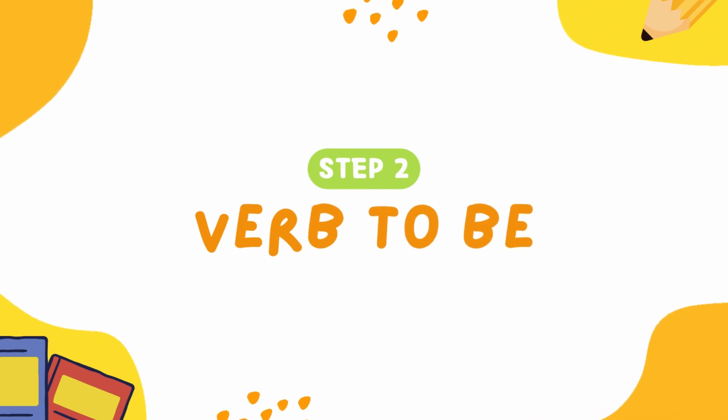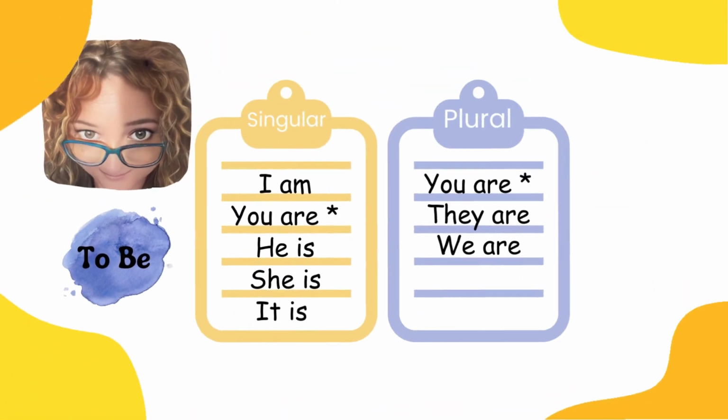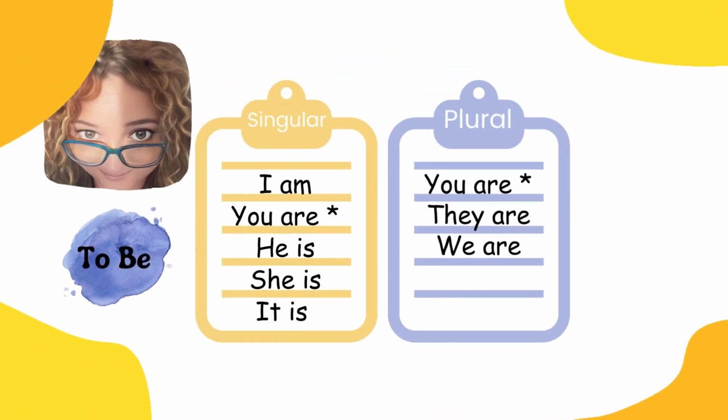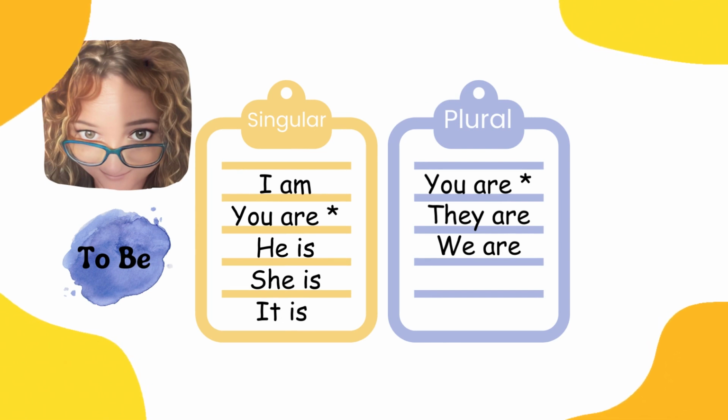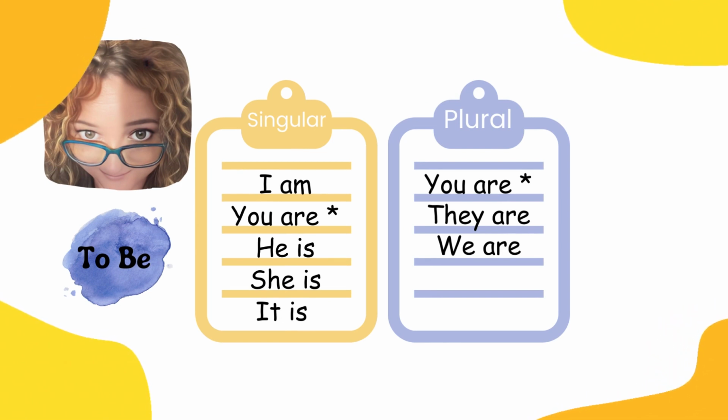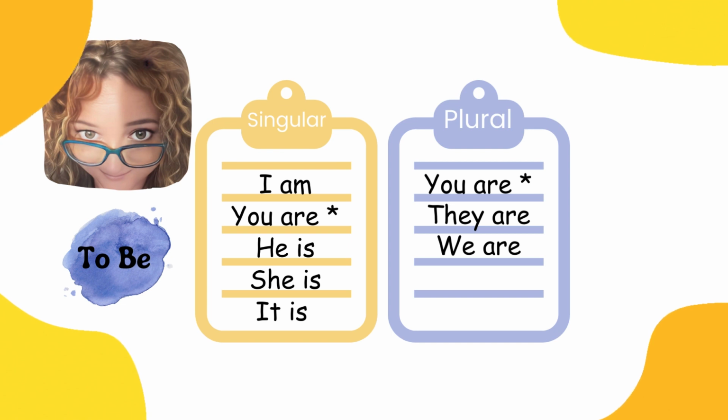Next, we'll unravel the mystery of the verb to be. It's a crucial building block for constructing sentences. Don't worry, I'll break it down for you in a simple way. The verb to be can be split into singular and plural, depending on the subject. In this case, I have used pronouns. I, you, he, she, it, you, they, we.